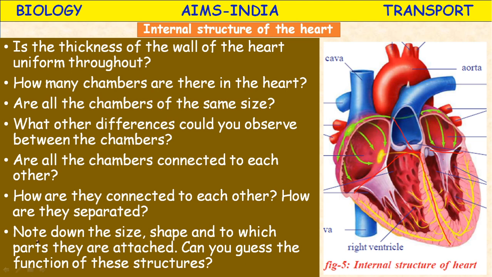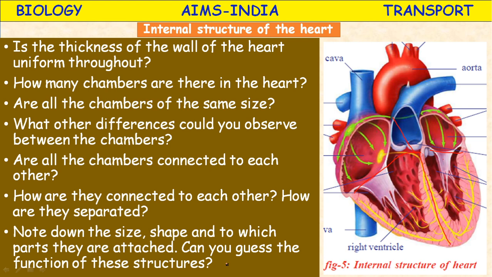Last, note down the size, shape, and the parts to which they are attached. Can you guess the function of these structures? Already we have discussed. The size is one's own fist size, and the shape is conical. In the body, the heart is present in the middle of the chest cavity. It is attached to all body parts and is connected with the blood vessels.